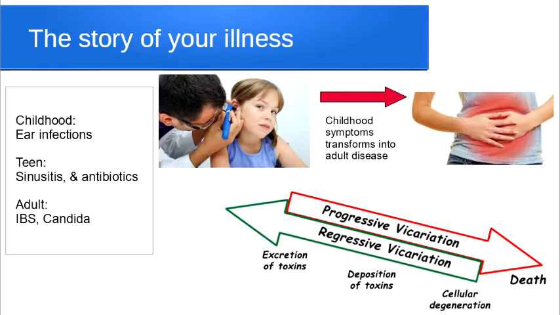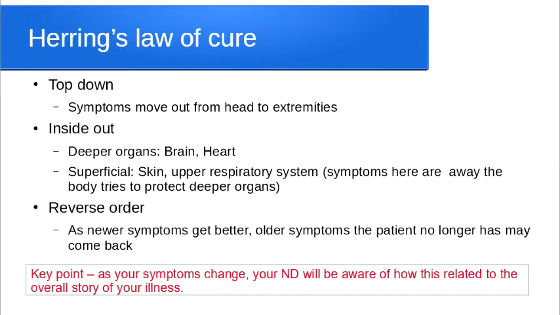So it is a suppression of detoxification that maybe will get rid of a symptom, but later on just replaces that symptom with another one that's even worse as you're pushing the body towards this progressive vicariation. Hering's law of cure was developed by a homeopathic doctor about 100 years ago, and this is a way of looking at how your symptoms change to see if you're getting better, if you're going through that regressive vicariation, or if someone is getting worse.